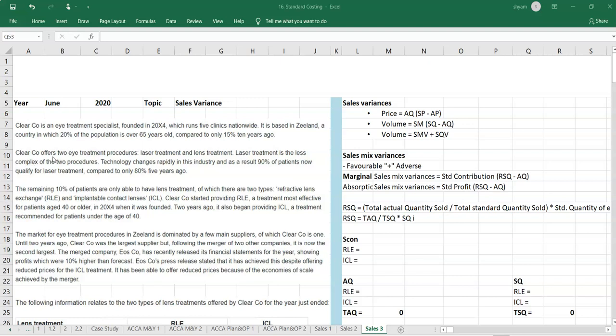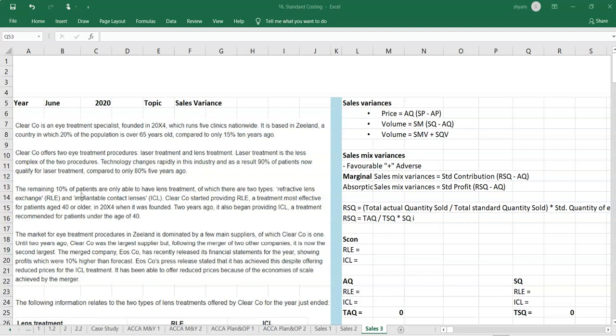Clearco offers 2 eye treatments, laser treatment and lens treatment. Laser treatment is the less complex of the two procedures. Technology changes rapidly in this industry, and as a result, 90% of patients now qualify for laser treatment compared to only 80% 5 years ago. So I think the laser treatment mix would be going higher, because the technology has evolved and 90% of people now are using it. The percentage of old people is also going up, and the percentage of people taking the new laser treatment is also going up.